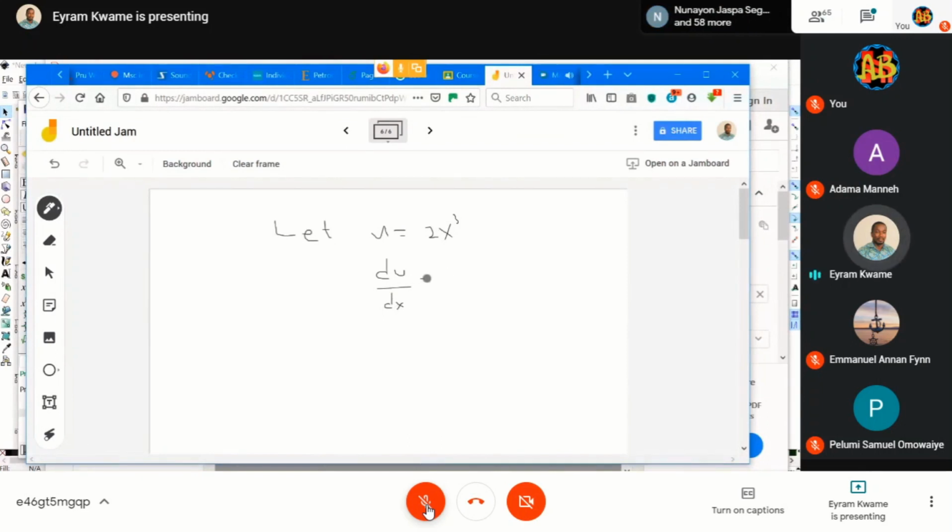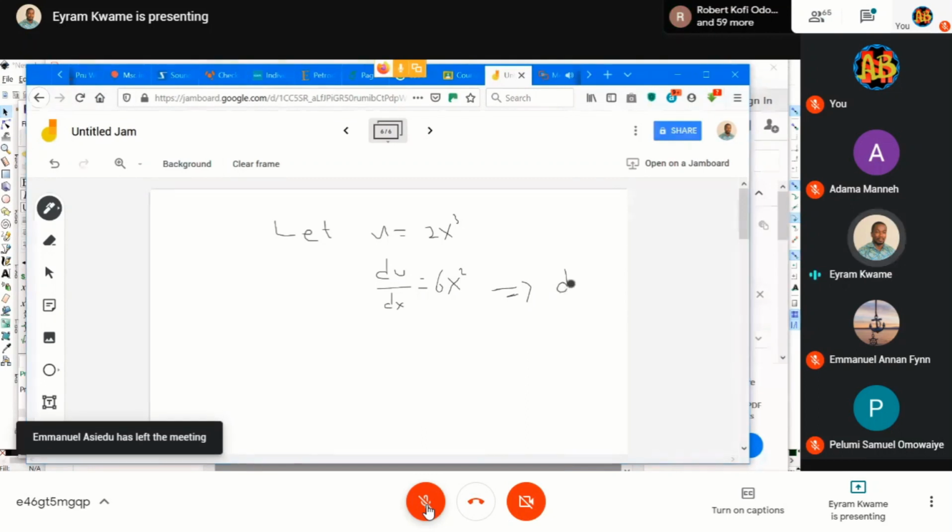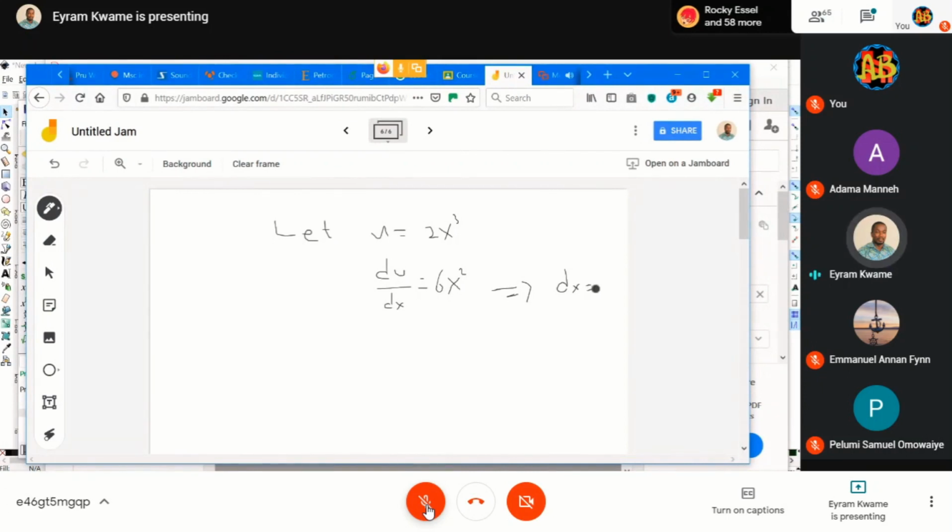du dx is equal to what? This is x squared. This was where I said it was 4x squared, but it's not 4x squared, it's 6x squared. So this implies that dx is equal to du over 6x squared.